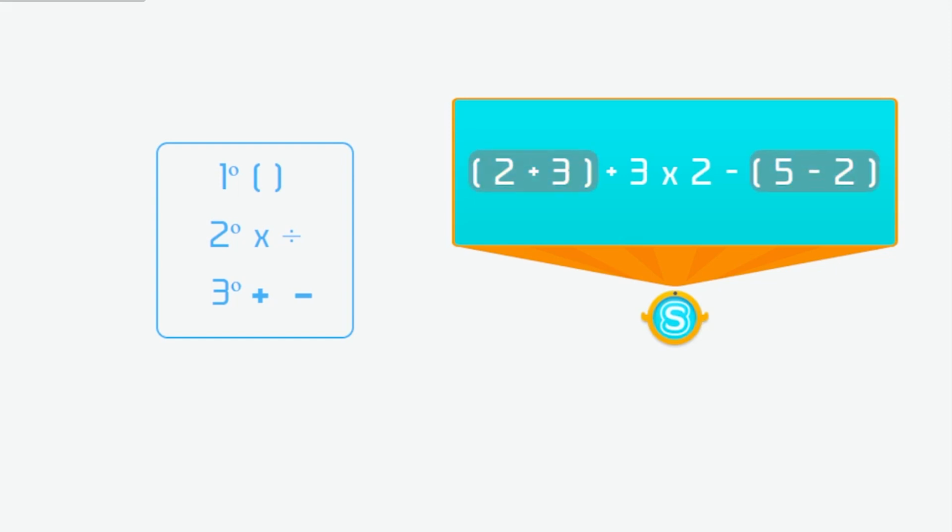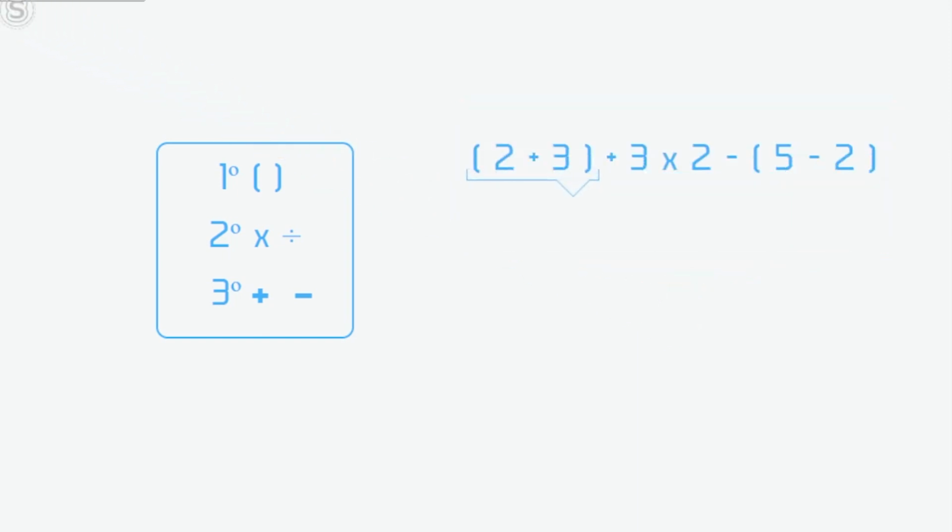In this case, the first thing we need to do is perform the operations that are inside the parentheses. Oops, there are 2. Which one do we start with? Whenever we have 2 operations in the same category, we solve them from left to right. Therefore, the first operation we have to perform is 2 plus 3. 2 plus 3 is equal to 5.